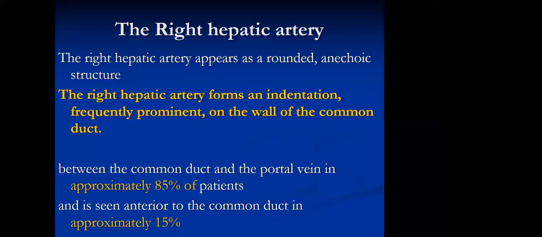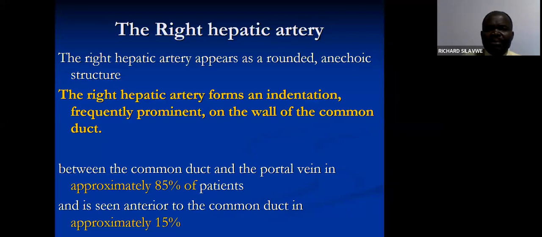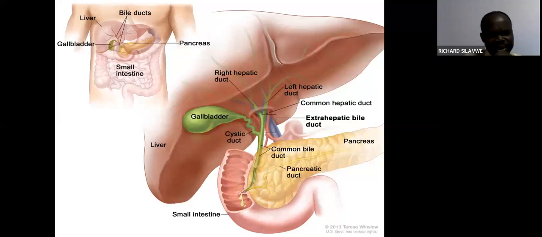Okay, thank you. Then the right hepatic artery appears as a rounded anechoic structure. The right hepatic artery forms an indentation frequently prominent on the wall of the common duct. It passes between the common duct and the portal vein in approximately 85% of patients, and is seen anterior to the common duct in approximately 15%. This is also a schematic diagram which is showing the intrahepatic and also extrahepatic duct.